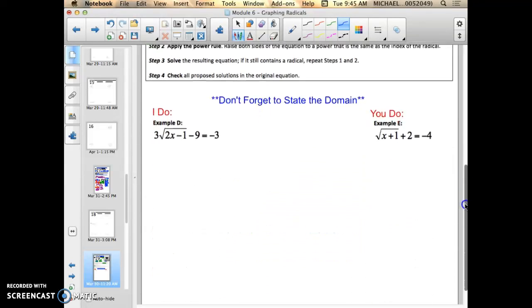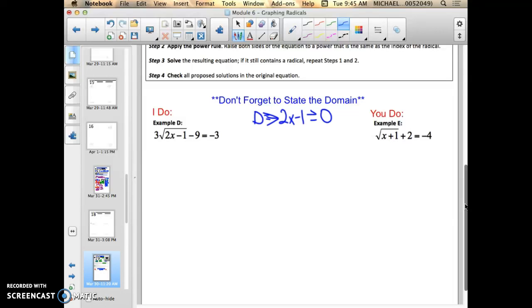All right. So I'm going to do the first step. And again, I put in blue, don't forget to state the domain. So actually, I'm going to do that first because that's review. Domain, I set what's underneath, I'll draw an arrow. What's underneath the radical, 2x minus 1, greater than or equal to 0.